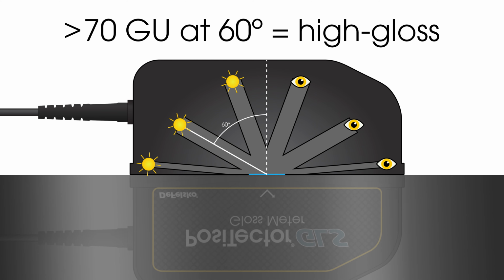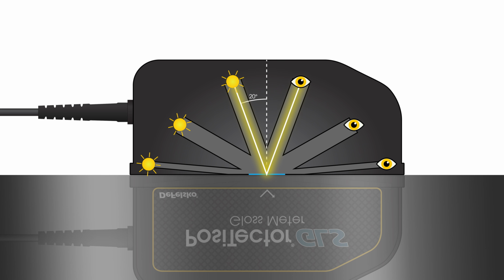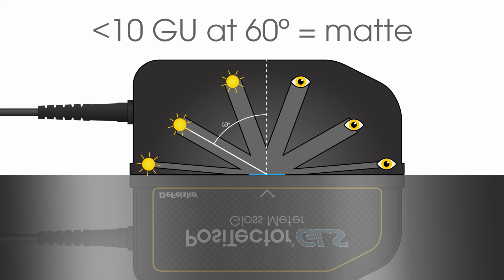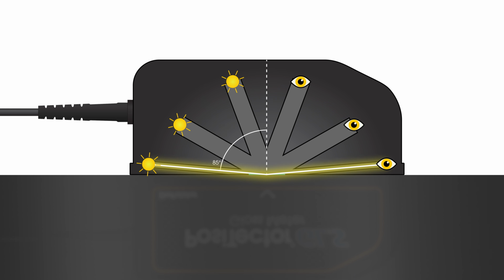Finishes that read greater than 70 GU at the 60-degree measurement angle are considered high gloss and should be measured using a 20-degree measurement angle. These finishes are often seen on cars, traffic signs, and other applications where a reflective or mirror-like finish is desired. Finishes that read lower than 10 GU at the 60-degree measurement angle are considered matte and should be measured using the 85-degree measurement angle. Gloss measurements in this range are commonly seen on products such as fabrics, leather, and military assets.